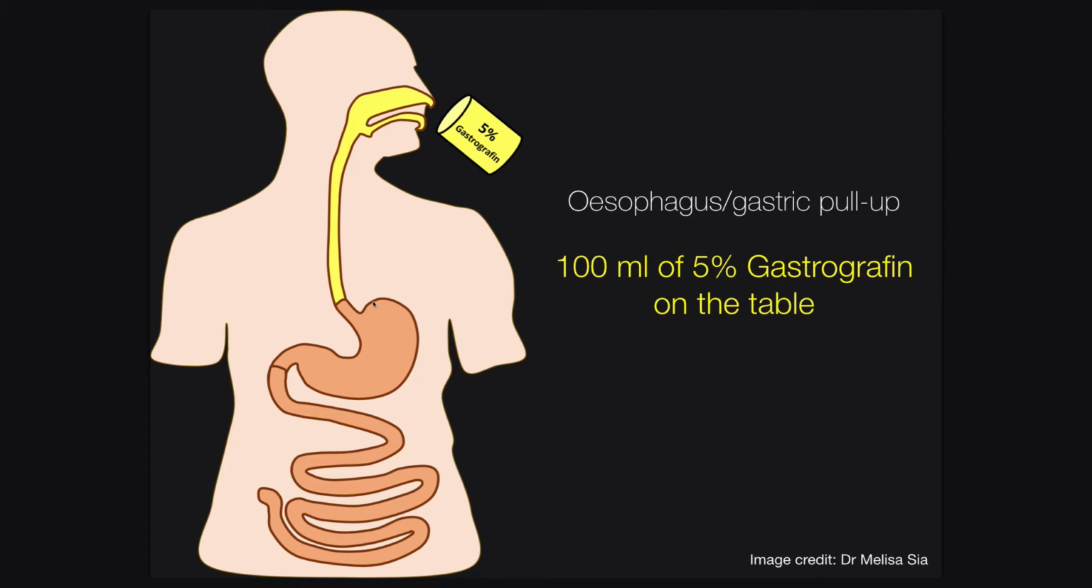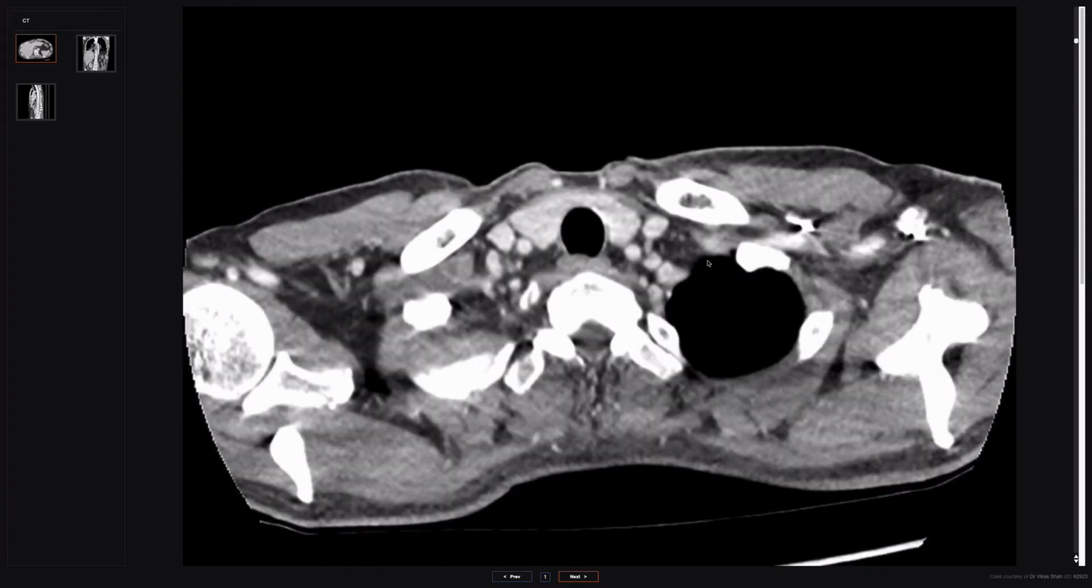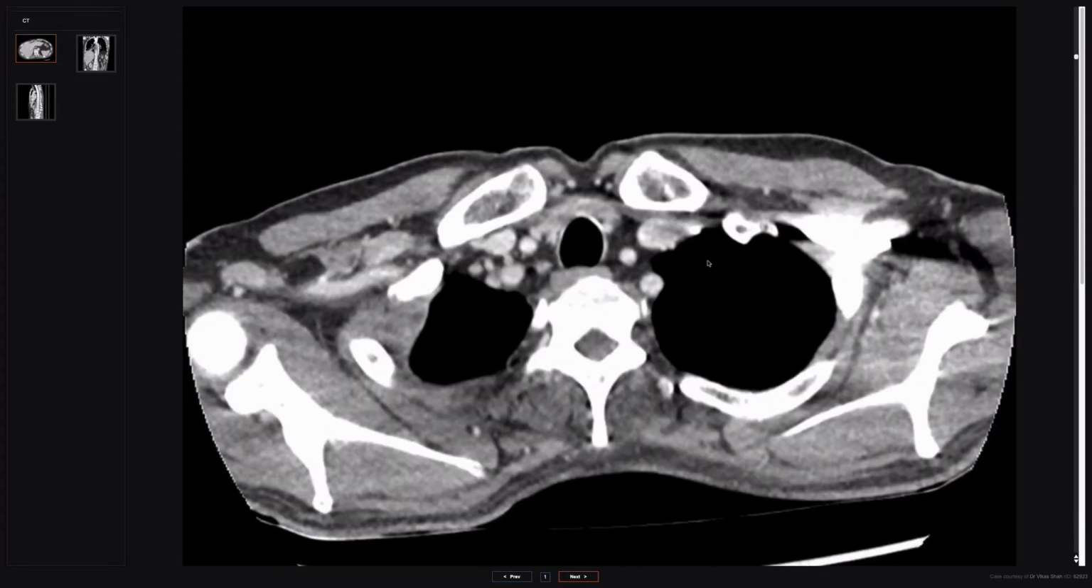So that person's had a gastric pull-up, the stomach's been pulled up into the chest to replace the esophagus. So this protocol still applies. So in this protocol, we give 100 milliliters of 5% gastrografin on the table. So the patient drinks it, then they lie down, and then we do the scan so that it hangs around in that region as much as possible, and we scan immediately afterwards. So this is an example of what that kind of scan looks like. This patient's had a pull-up and they're actually known to have a leak. This is a follow-up study.